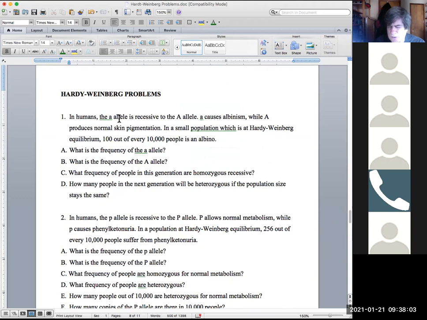So in humans, the little a allele is recessive to the big A allele. Little a causes albinism, big A produces normal skin pigmentation. In a small population, which is at Hardy-Weinberg equilibrium, 100 out of every 10,000 people is an albino. So what is the frequency of the little a allele? Okay, so we have 100 divided by 10,000.